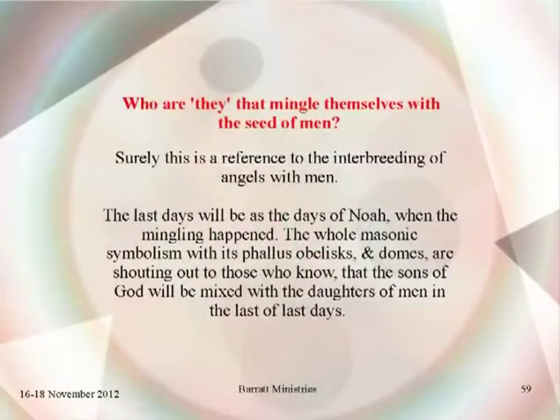This is logic, okay? Let me say that again. It says they will mingle themselves with the seed of men. So to mingle, you've got to have two, haven't you? So if they are going to mingle with the seed of men, who are they? I suggest it's these angelic beings. I believe these are demons who are going to invade the earth. I honestly do. It's a reference to the interbreeding of the angels with men.